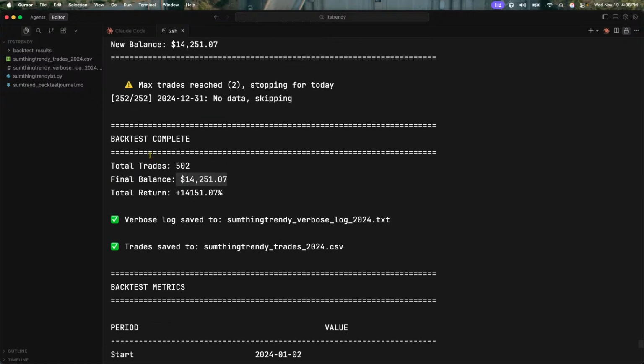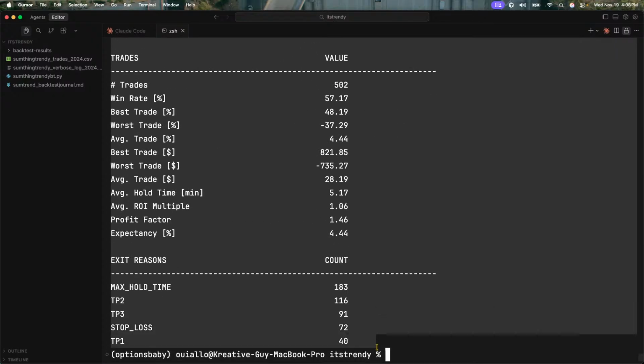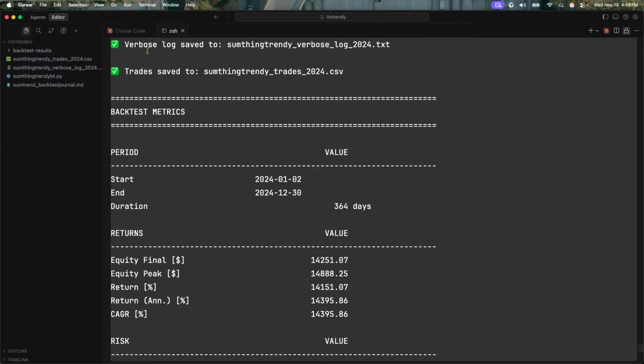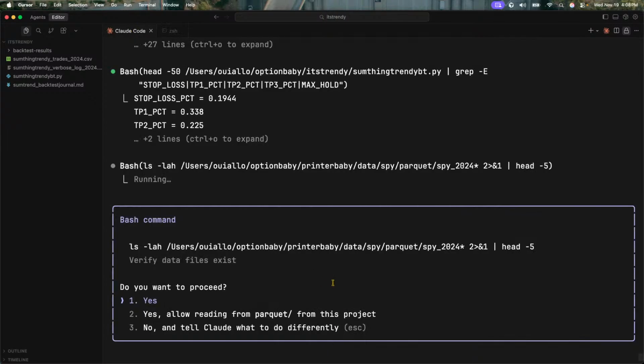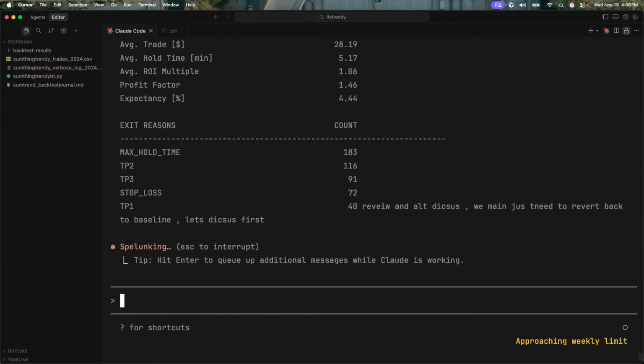But let's say if I just show you trade one, the version one results, what would you say? Would you want 60,000? Would you want 14K? I don't know. Verify that. Review and let's discuss. We may just need to revert back to baseline. Let's discuss first. This is horrible, fam.